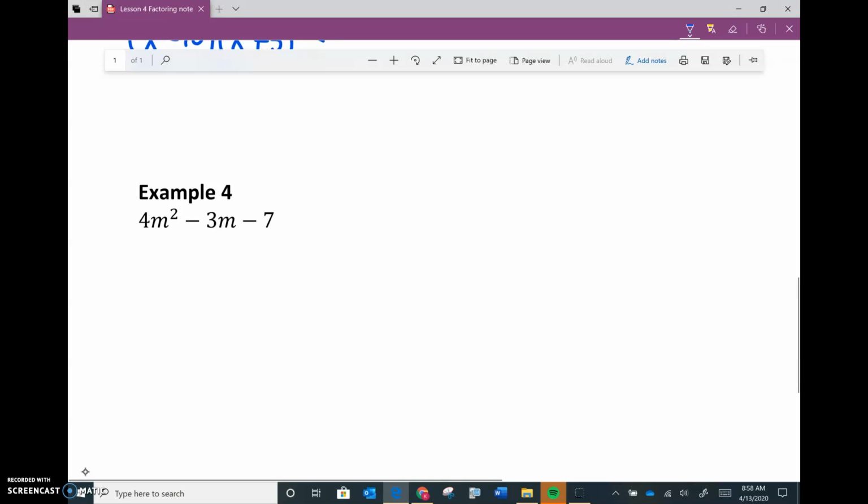Okay, example 4, a times c. So negative 28. Factors of negative 28. Those two do not add to negative 3, so what about negative 14 times 2? Those two do not add to negative 3. Keep going, other factors of negative 28. How about negative 7 times 4? Those two do add to negative 3.